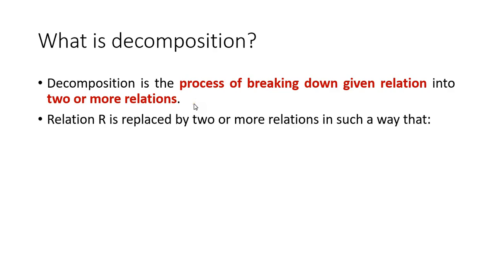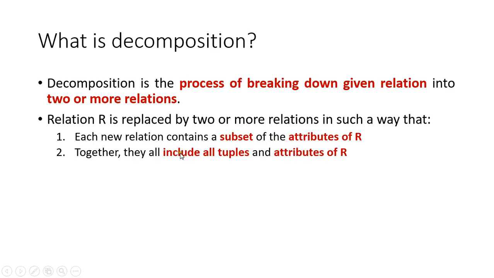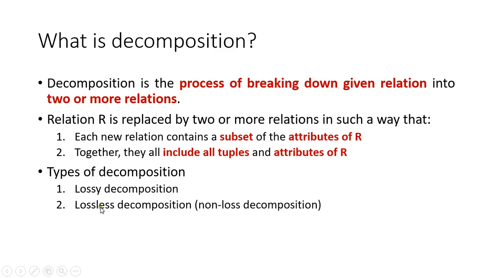Relation R is replaced by two or more relations in such a way that each new relation contains a subset of attributes of R. Together they all include all tuples and attributes of R. The types of decomposition are divided into two types. First is lossy decomposition and second is lossless decomposition, also called non-loss decomposition.